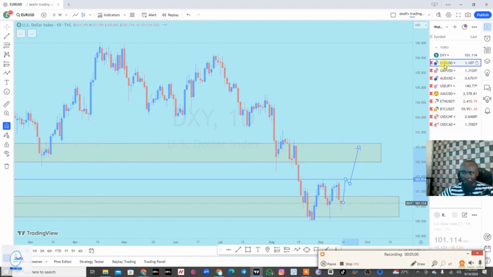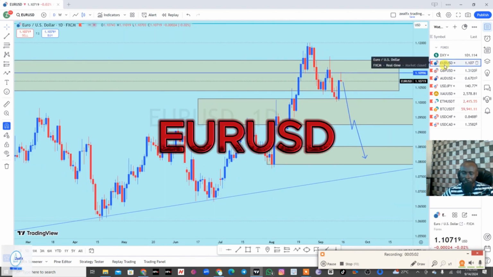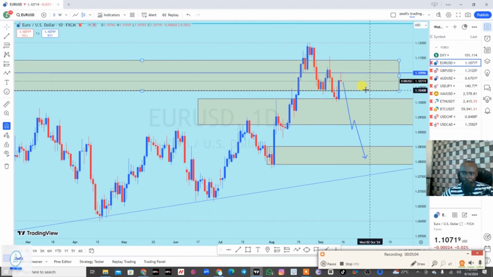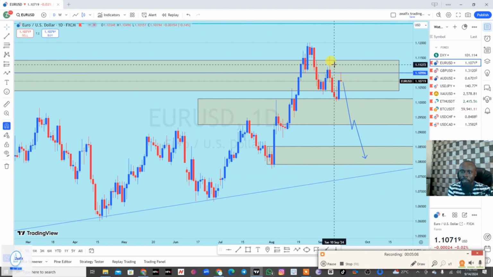So let's look at the euro USD. On the euro USD, you can see from my chart, we have a lower high and a lower high, which shows that we are currently in a downtrend, and this downtrend is an inner structure. So long as it is an inner structure, we expect price to move down to break the major structure.